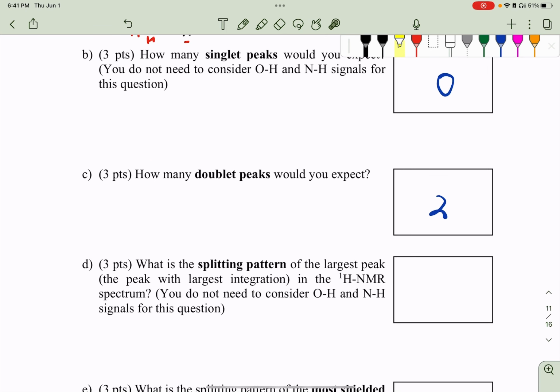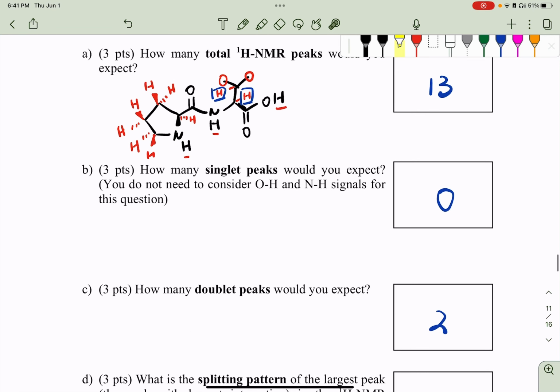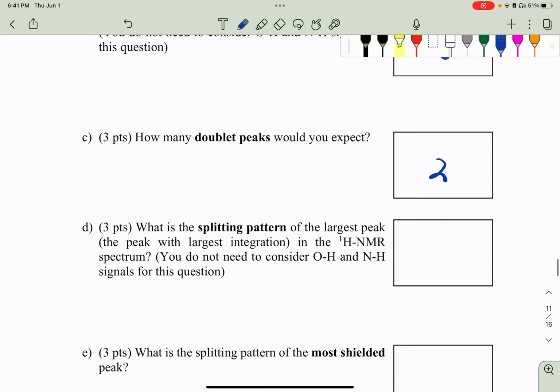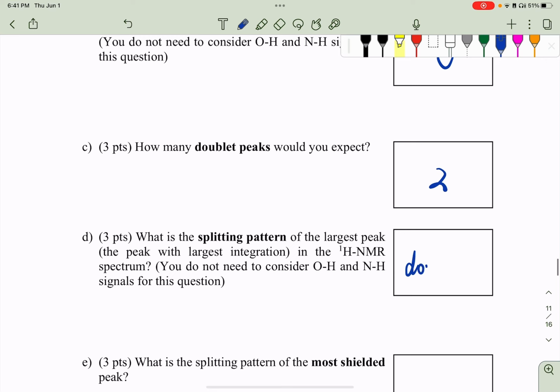What is the splitting pattern of the largest peak, the peak with the largest integration? The peak with the largest integration is definitely these CH3s, like a 1:6 ratio. And what about the splitting pattern of these CH3 hydrogens? It will have one neighbor, so it must be a doublet.